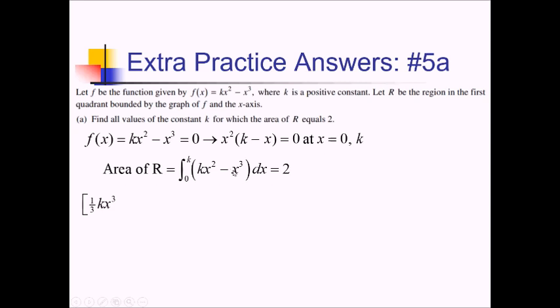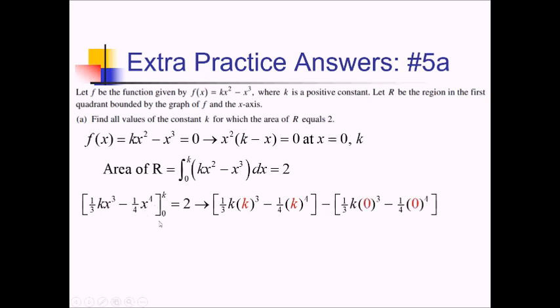And for this next one, this bumps up to a 4. So we've got minus 1/4 x to the 4th. All of that evaluated from 0 to k. And again, all of that has to come out to 2. So I've got all of this with k plugged in for x. So this is going to be 1/3 k times k cubed minus 1/4 times k to the 4th. So that's going to be subtracted by all of this stuff with 0 plugged in. And of course, all that still equals 2.